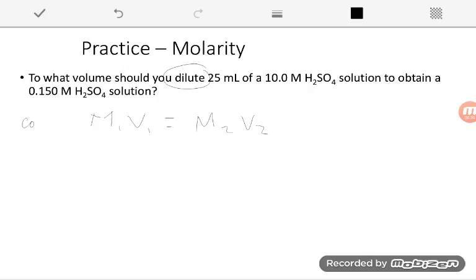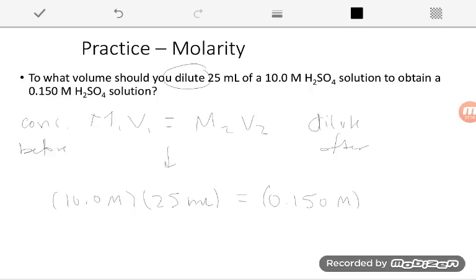So let's put the concentrated stuff on the left. Also, we can think of that as the before. And we'll put the diluted stuff on the right. We can also think of this as the after. So we just need to plug in our numbers. We start with a 10 molar solution, and we have 25 milliliters of it. So that's my M1 and my V1. We want to end with a 0.150 molar solution, and we're looking for that volume, so we don't know the V2. That's it. You're always going to get 3 out of the 4 pieces.